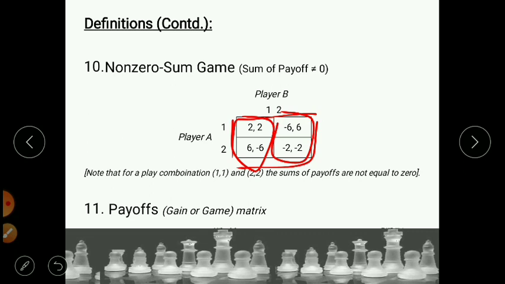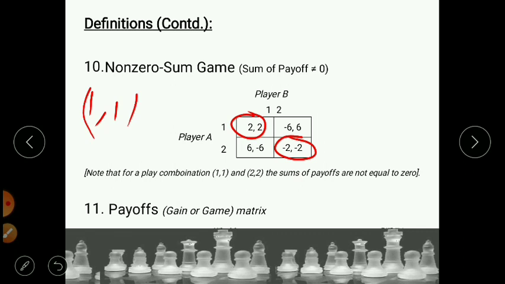Now please note that in a non-zero-sum game, the play combination of 1 by 1, that is first row, first column, and 2 by 2, that is second row, second column, these two cells, the sums of the payoffs are not equal to zero. That's what the game suggests.